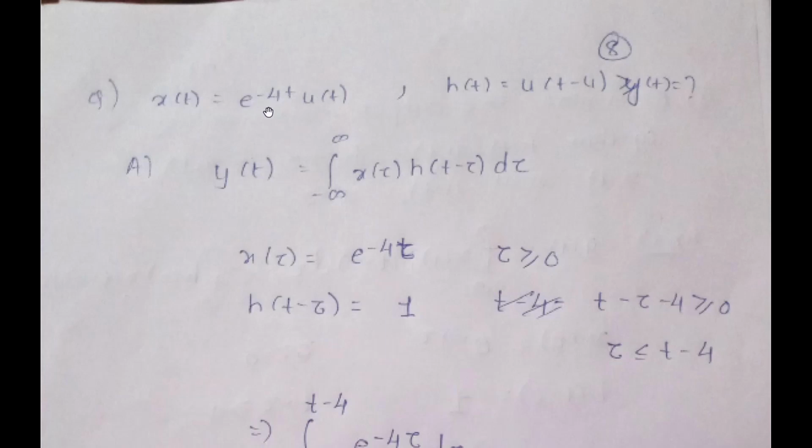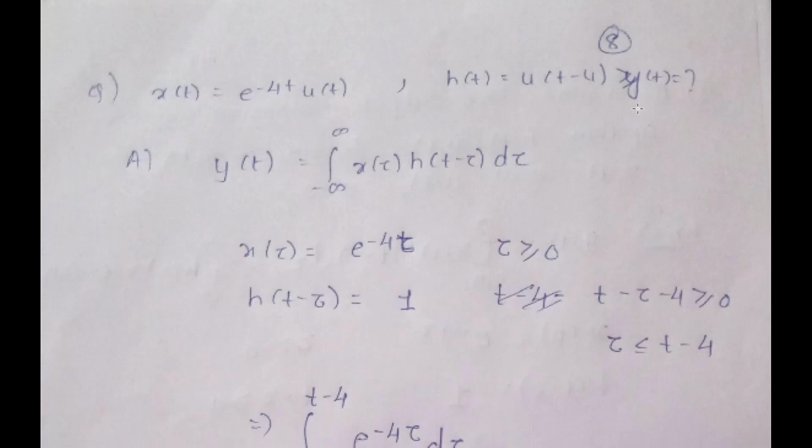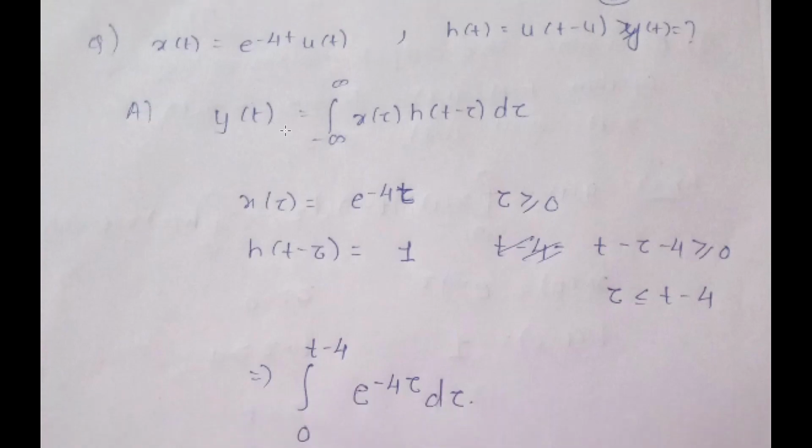Again, x of t is given to you, e raised to minus 4t u of t, and h of t is equal to u of t minus 4. Try to find out y of t. So y of t is the convolution of x of t and h of t, which is equal to the integral of x of tau into h of t minus tau d tau, and the integral goes from minus infinity to infinity. So the x of tau is equal to e raised to minus 4 tau.